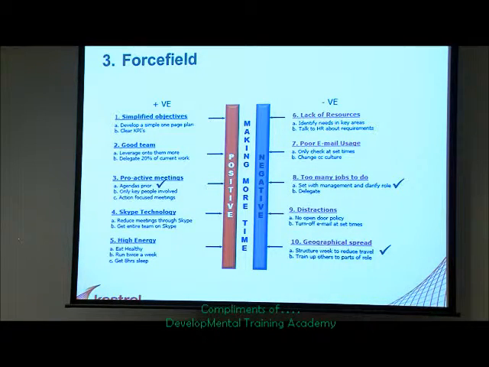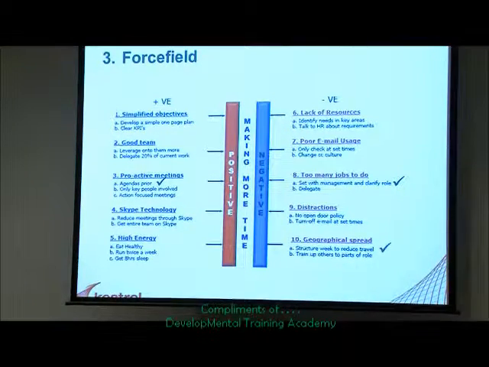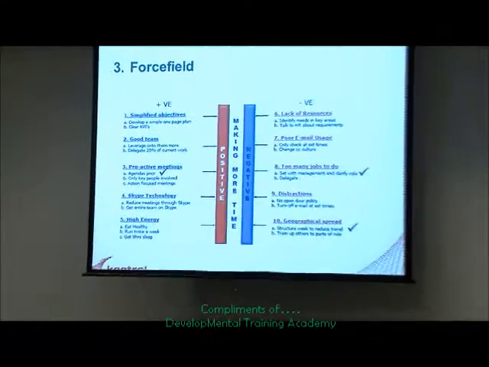And this one, in making more time available, we've got lack of resources, poor email usage, too many jobs to do, distractions, geographical spread. On the positive side, we've got simplified objectives, good team, proactive meetings, Skype technology, high energy. So then what you want to do, and you can't have one on both sides, so either a positive or a negative, a barrier. So what you want to do is say, what actions, and the key thing is actions, what actions can we take that will increase the positive influences on this particular issue?